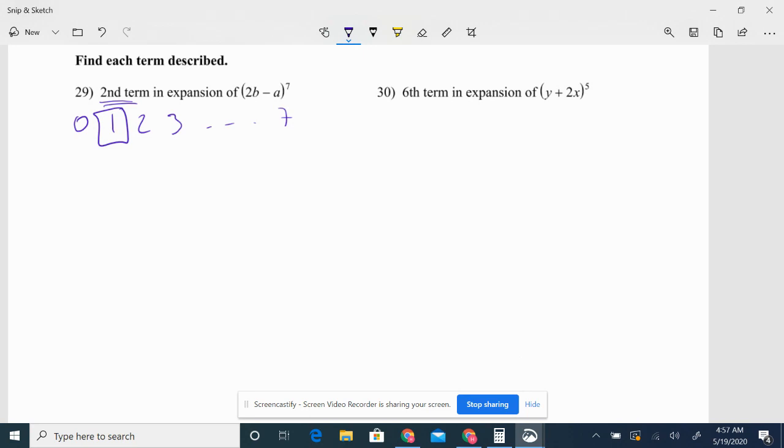Okay, so now this is important. The first thing I'm going to say is my second term is going to have a 7 choose 1. You see where I got my 7, right? My exponent was 7, and you see where I got my 1. So 7 choose 1. My second thing is going to be 2b, and my last term is going to be negative a. Now my 2b is going to be to the 6, and my negative a is going to be to the 1.